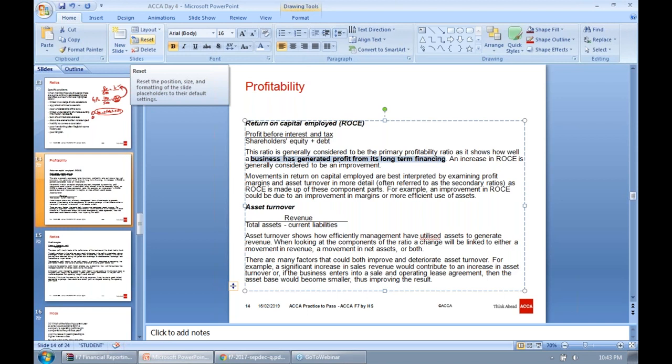Okay, an increase in ROC is generally considered to be an improvement, but it could be a manipulated figure because when we do the revaluation, this portion has increased significantly, or there are some factors on the basis of which the debt component has increased, but there will be no significant change in the profitability. Then the ROC of the business goes down.